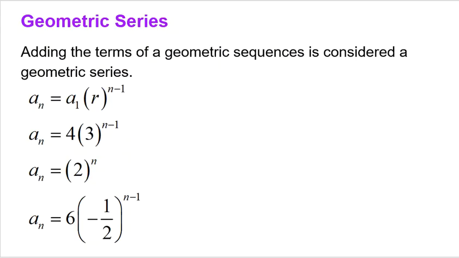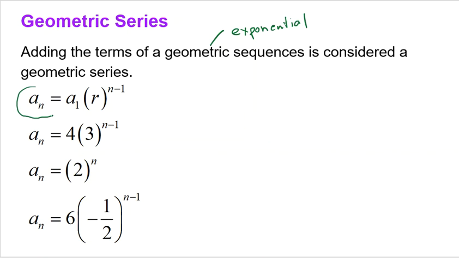All right, so let's first remind you what a geometric sequence is. Because if a geometric series is adding the terms of a geometric sequence, then I think we need to talk real quick about what a geometric sequence is. Remember, a geometric sequence is simply any sequence that is exponential. So if the exponent contains your variable, you are exponential, which means you are geometric. So all four of these examples are geometric sequences.